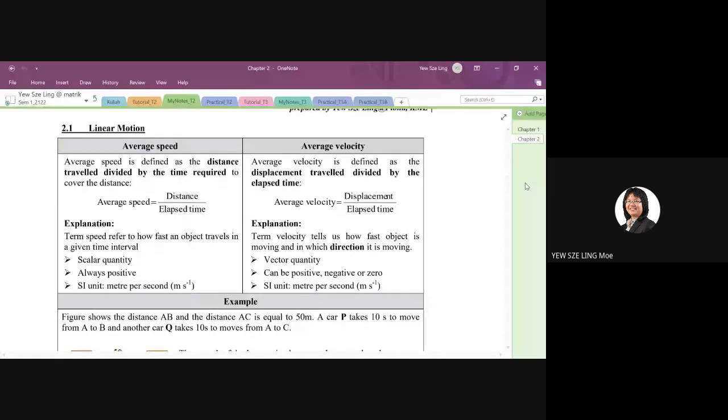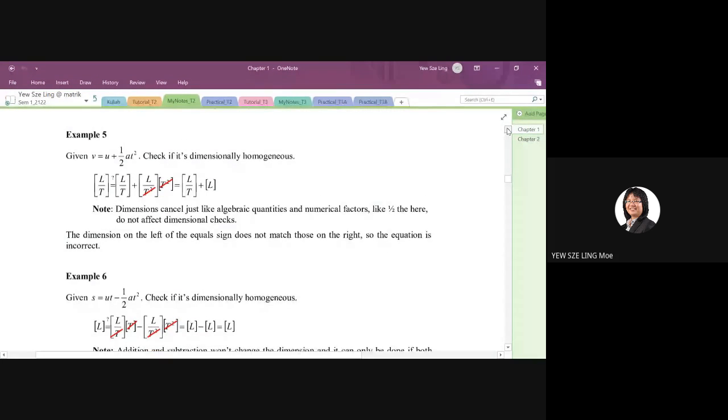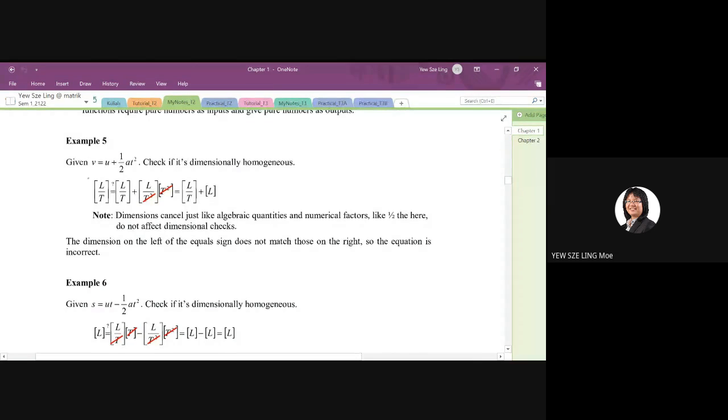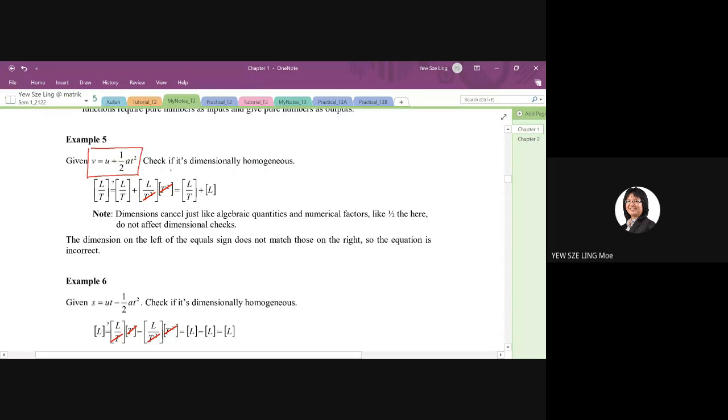Okay, now let's look at an example. Given v equals u plus 1 over 2 at squared. Now you are given this equation, and the question asks you to check if it is dimensionally homogeneous. Now, the square bracket that I use in this example actually is, well, I wouldn't say it's wrong, because it depends on the books. The books that I refer to put the square bracket on the dimension rather than the equation. But in your syllabus, they put the square bracket on the equation. So we follow your syllabus. You don't follow my example here.